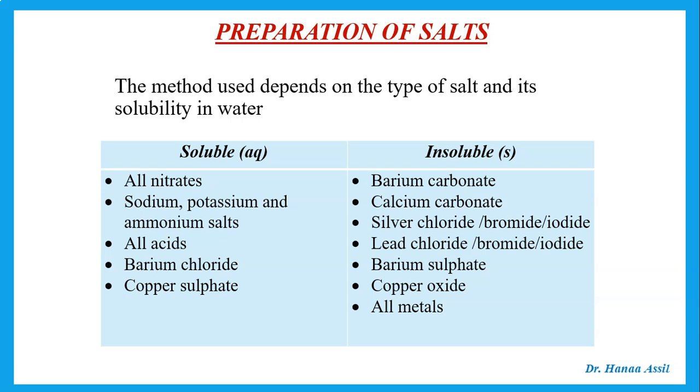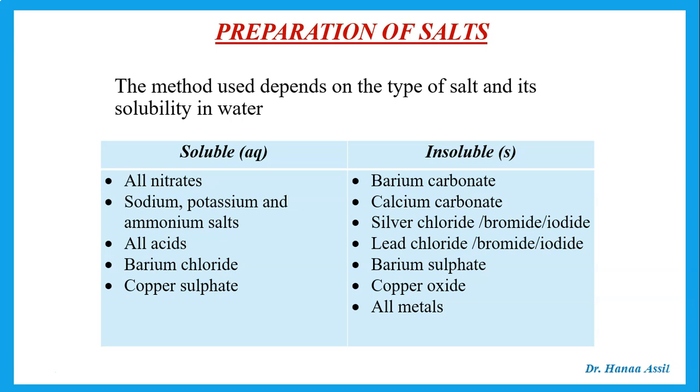How do we prepare salts? Well, that depends. Which type of salt are we preparing and what are we preparing it from? So we need to know which substances are soluble, which substances are insoluble. You should remember, any nitrate is soluble. Soluble means it forms an aqueous solution. Sodium salts, sodium anything, potassium salts, ammonium anything, all of these are soluble or aqueous. All acids are soluble. Things like barium chloride, copper sulfate, these are soluble and they form aqueous solutions.